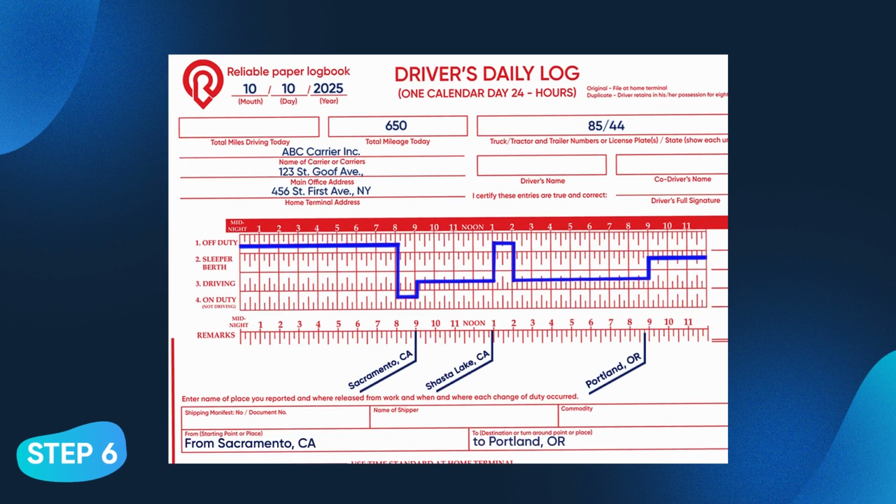Write your departure and arrival cities at the bottom of the log. After you complete the hours worked, jot down the name of the city where you began your shift, and then write down the city where you ended your shift. When you write out the city, do not use abbreviations. You can abbreviate the state, however. For example, write Sacramento, California to Portland, Oregon.